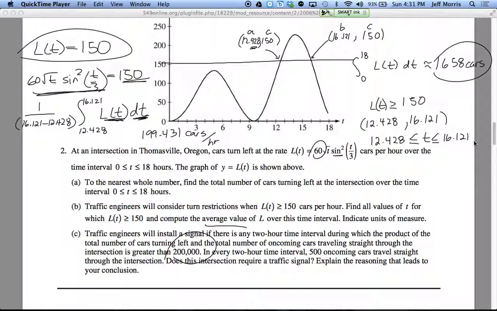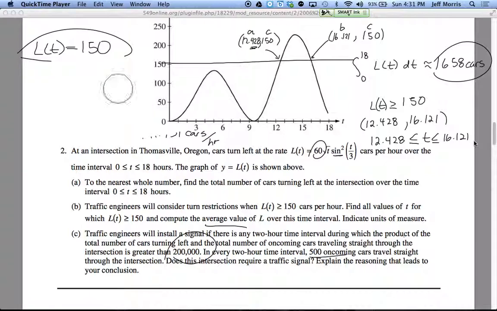Now, they say every 2 hours, how many oncoming cars go straight through? 500. So if I take 200,000 and 500, let me write it up here so you can see it better. If 200,000 is the total, we have to be greater than or equal to that.